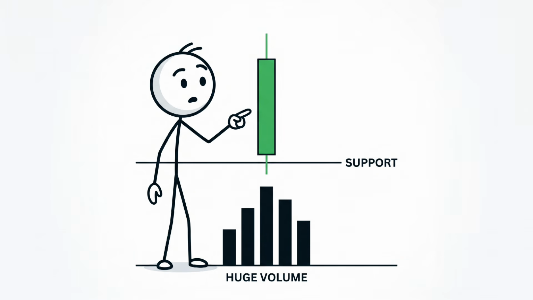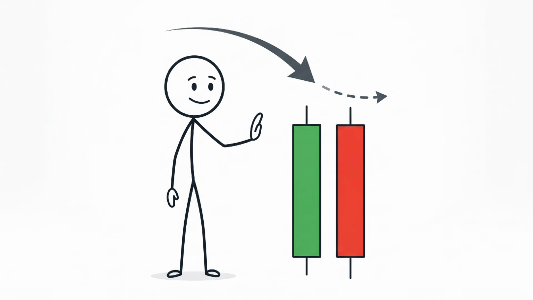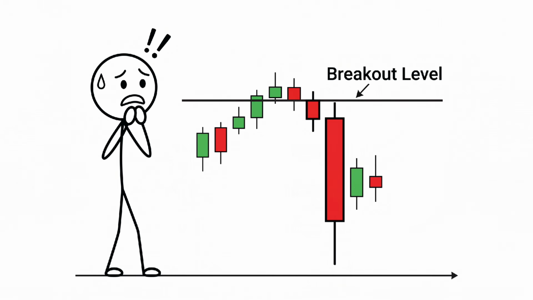This is a very important signal. Despite heavy selling, price couldn't stay down. Why? Because someone absorbed all of that selling. That may be the first sign of smart money entering the market. This is called stopping volume. It's not an immediate buy signal, but it suggests that the downtrend may be losing strength. Now let's look at another signal, a spring or false breakdown.